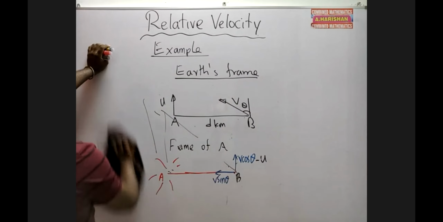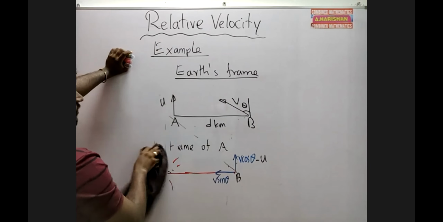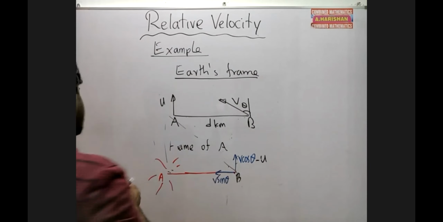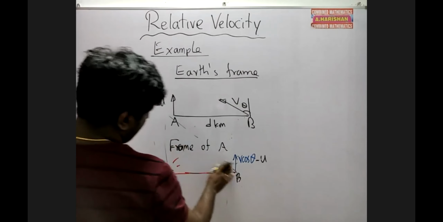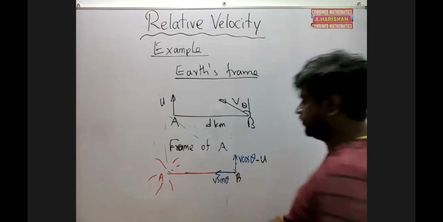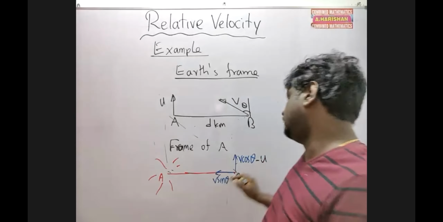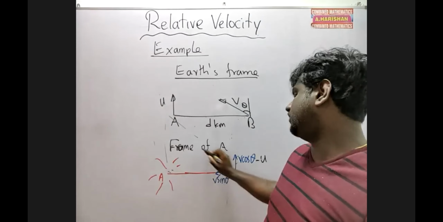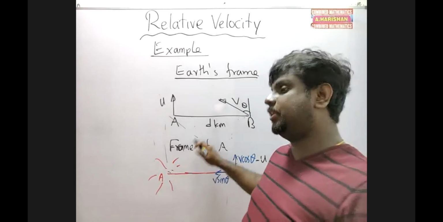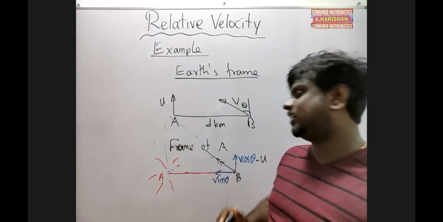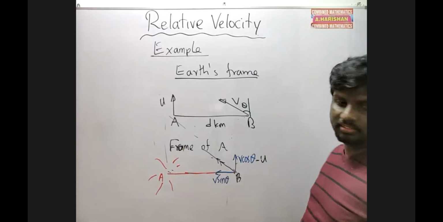Is it clear? So write down this, copy this frame of L, and then copy this frame of A. Is it clear? If you want, you can draw a double arrow. If you want to draw the perpendicular line, that is going to be the shortest distance.